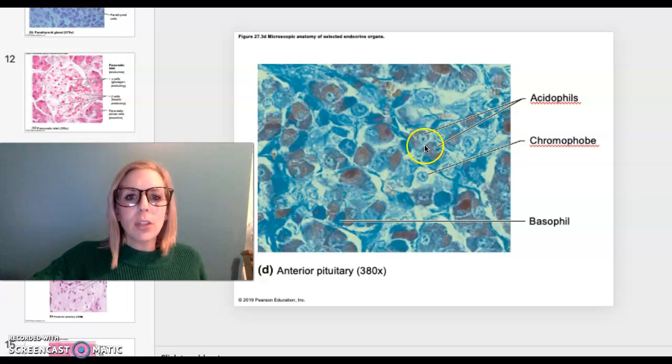Now, the acidophils are going to be responsible for producing prolactin and the growth hormone, and the basophils are going to be responsible for producing all of the trophic hormones. So your thyroid stimulating hormone, your follicle stimulating hormone, all of those other hormones that are coming from the anterior pituitary, those trophic hormones will be produced by these basophils.